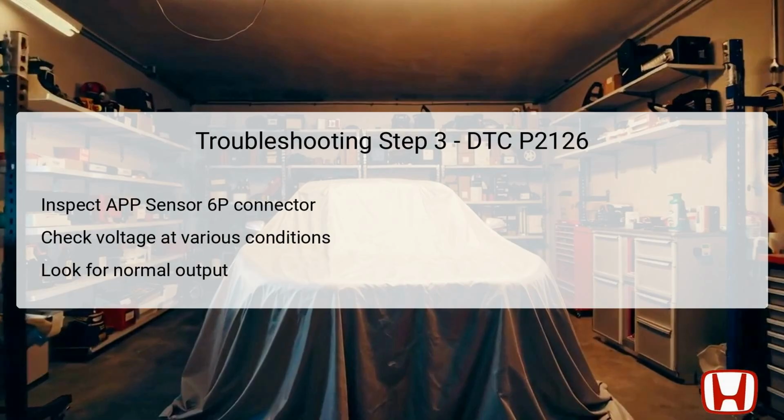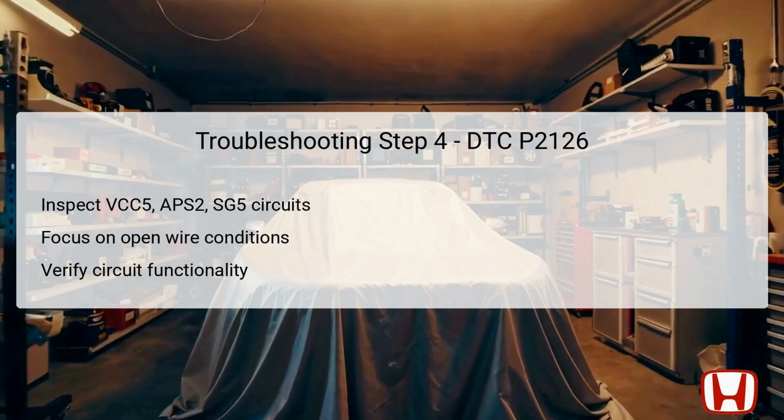However, an abnormal output suggests that either the wiring or other related components are contributing to the fault seen in DTC P2126. The fourth troubleshooting step focuses on the circuits associated with the APP sensor, specifically VCC5, APS2, and SG5. Before performing this inspection, disconnect the PCM connector and jump the service check system SCS line using the HDS. It is important to wait for more than a minute after doing this.